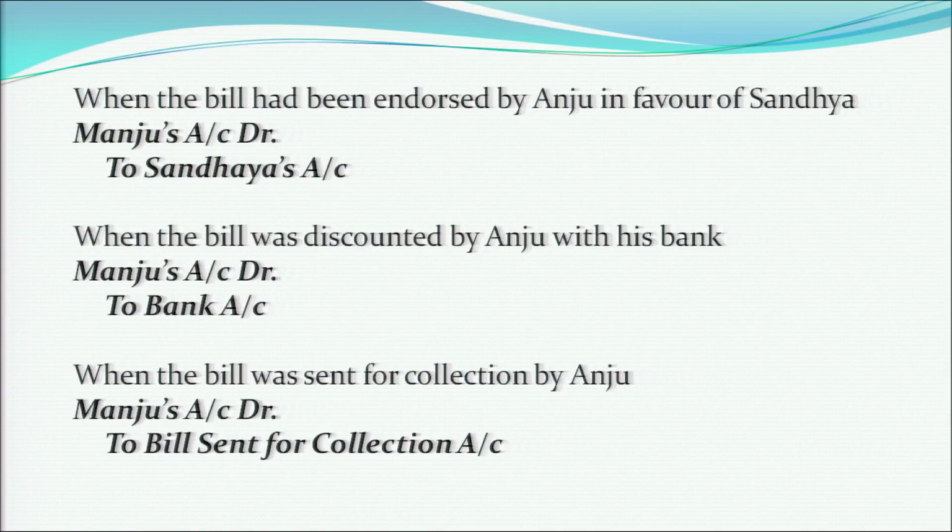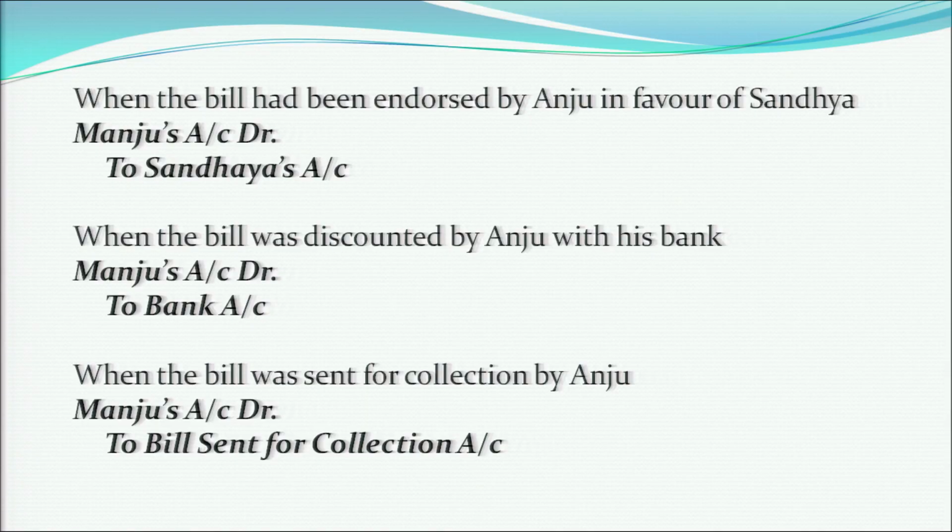So what are you going to do? You're going to do it credit. But who is responsible for that? The buyer is responsible, right? For example, Anju received a bill of exchange duly accepted by Manju, which was dishonored. So here Manju has not done the payment. So when the bill was kept by Anju with her till maturity, the entry would be Manju's account debit to bill receivable account. When the bill had been endorsed by Anju, Anju has endorsed it to Sandhya.